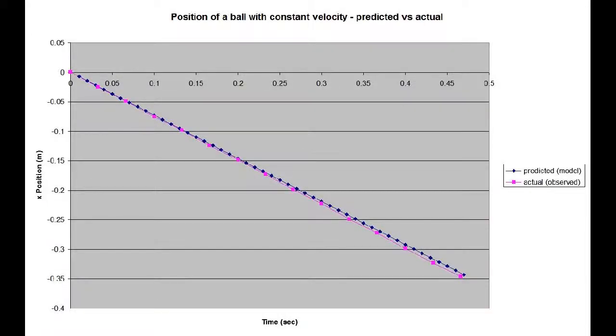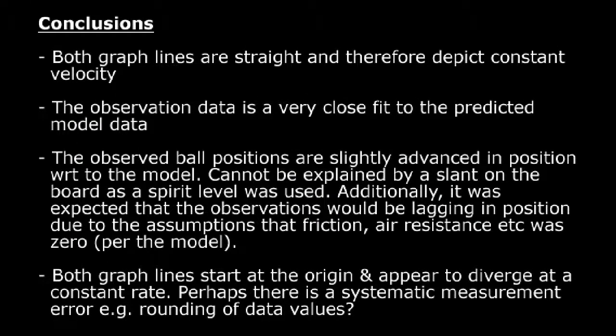And now to compare the results. Here we see both sets of data plotted on one graph. Both lines are straight and close together, but there is a small discrepancy between them. The observed ball positions appear to be advanced with respect to the model. This was a surprise, as it was expected that external forces would actually slow the ball. One explanation for this might be a systematic measurement error.